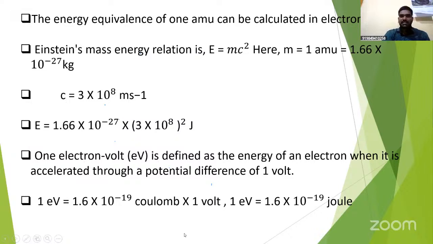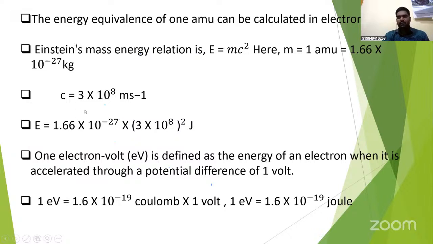What is the speed of light? Here c is how much? C is 3 into 10 power 8 meter per second. So it is the velocity, the speed of light. So E is equal to mc square is the Einstein energy mass relation. Here mass is one atomic mass unit, which is equal to how much? 1.66 into 10 power minus 27.